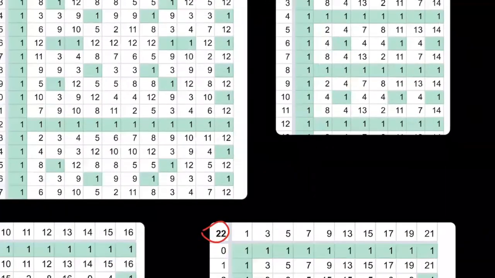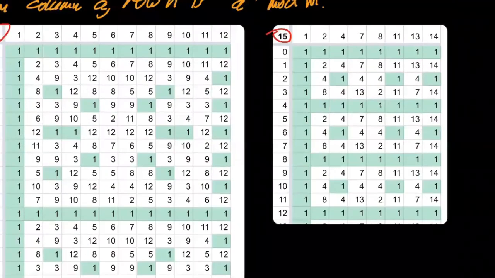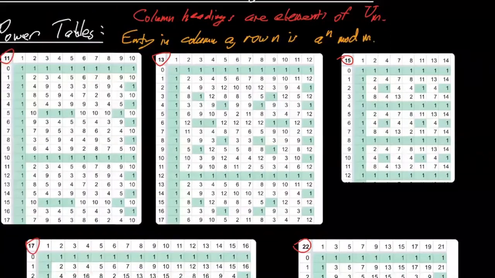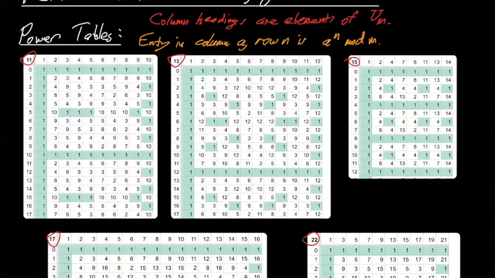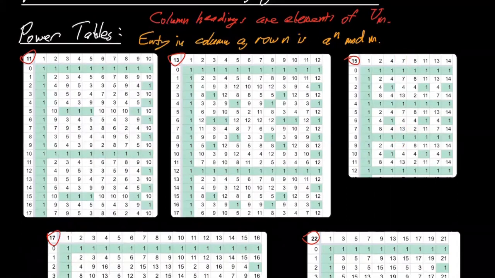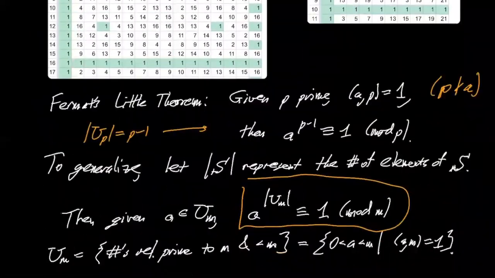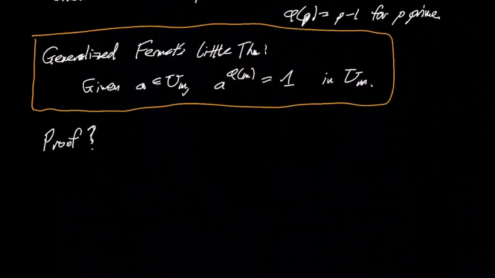Okay, so let's just say I wanted to prove this for a specific example. Let's just say 7. I wanted to show that 7 to the 8th power is 1 in U15. So this might be a little bit of a proof by example, but you'll see how it generalizes very easily.